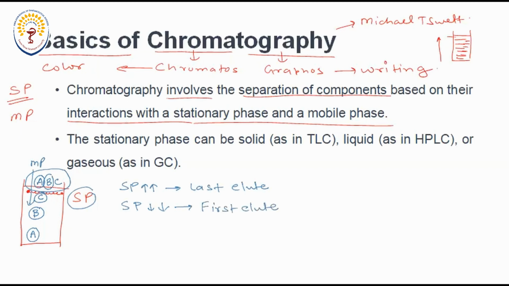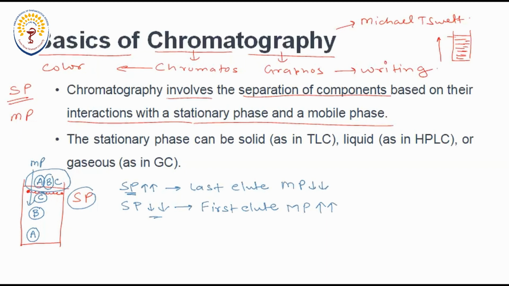You can also say that if a compound has more affinity with the stationary phase, it should have the least affinity with the mobile phase, or if it is having the least affinity with the stationary phase, it is having the highest affinity with the mobile phase. And that's how the components are separated. The basic principle in all kinds of chromatography is the same.